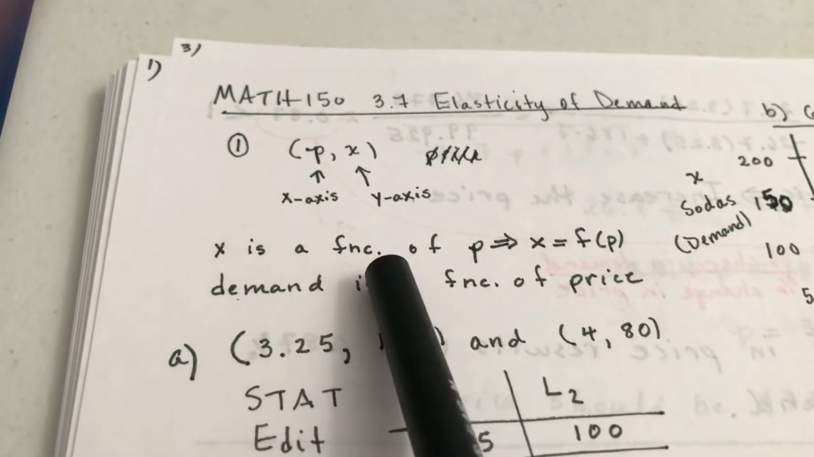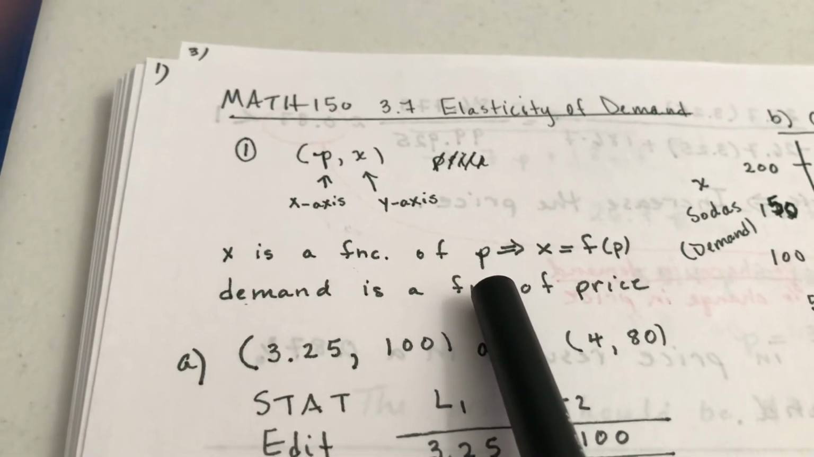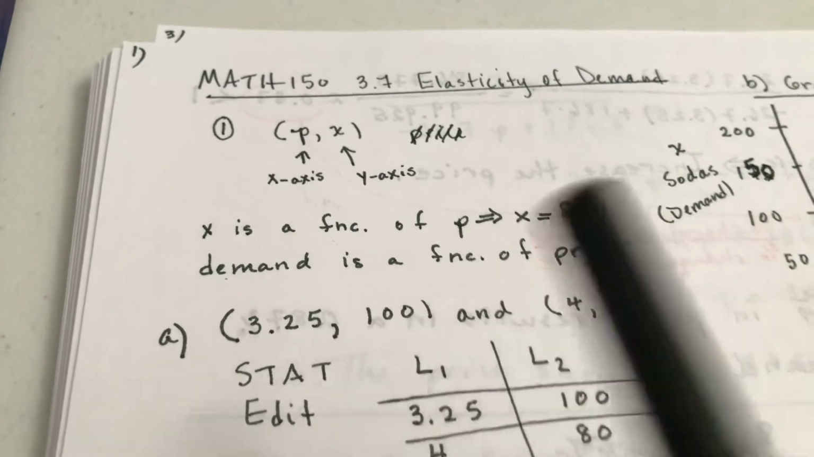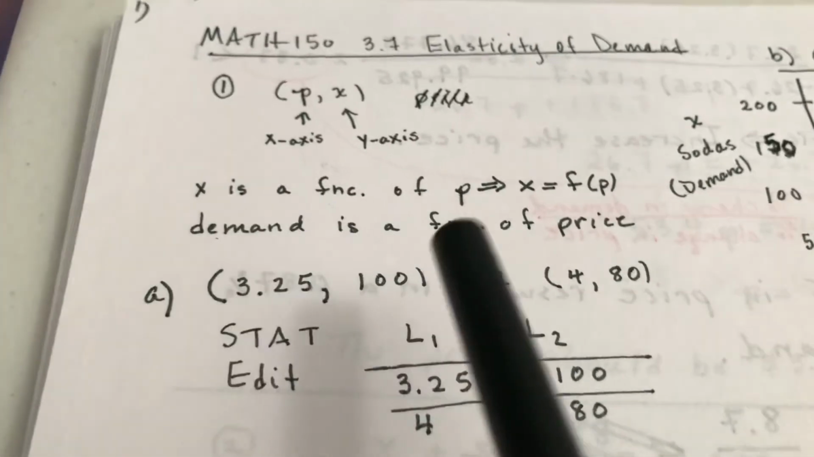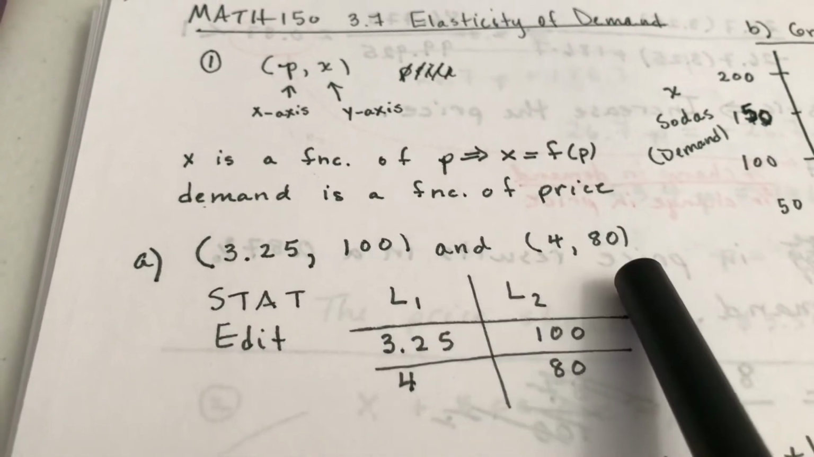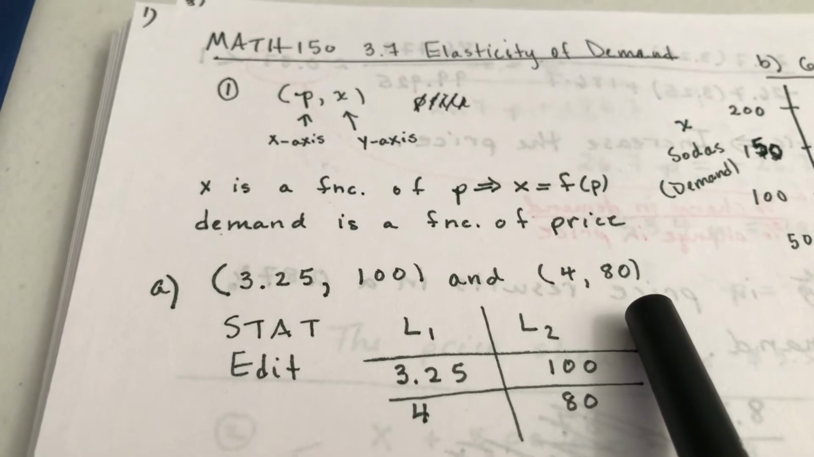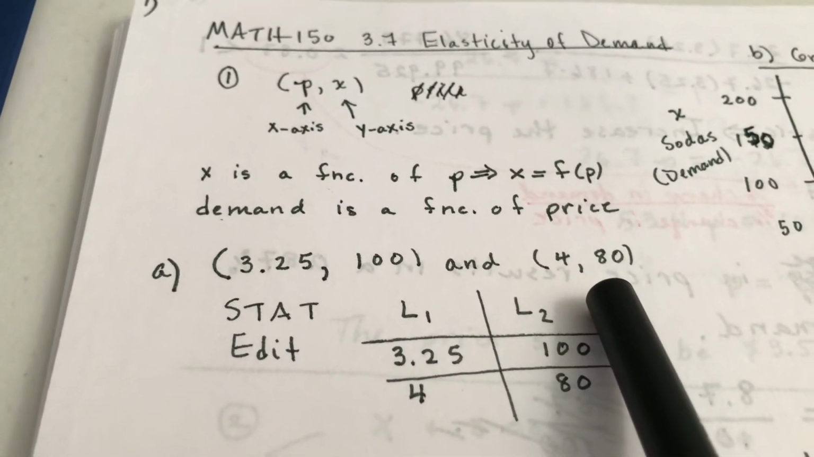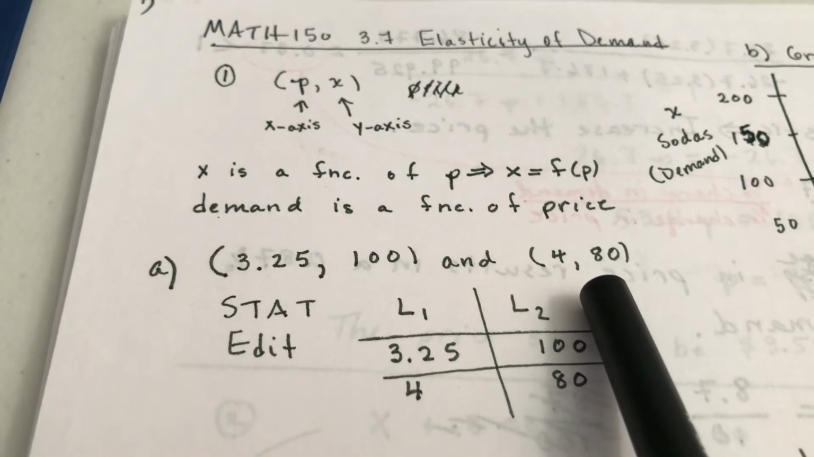We're doing x as a function of p, so that's x is equal to f of p, where demand is a function of price. So what we want to do is make sure we put our price first and our demand second in the ordered pair. And we have two ordered pairs, and you can stop this at any time and make sure you're seeing where these ordered pairs come from. I got it from the words of the example.